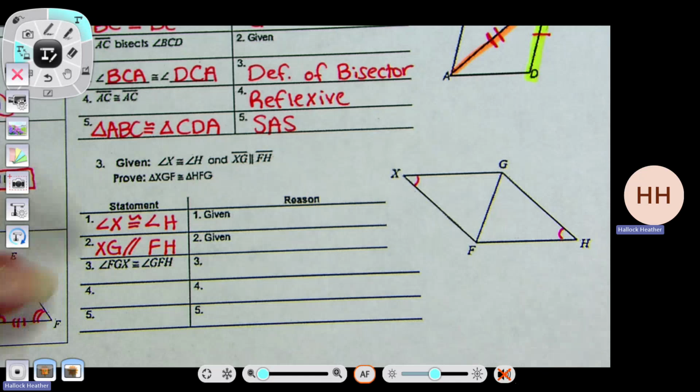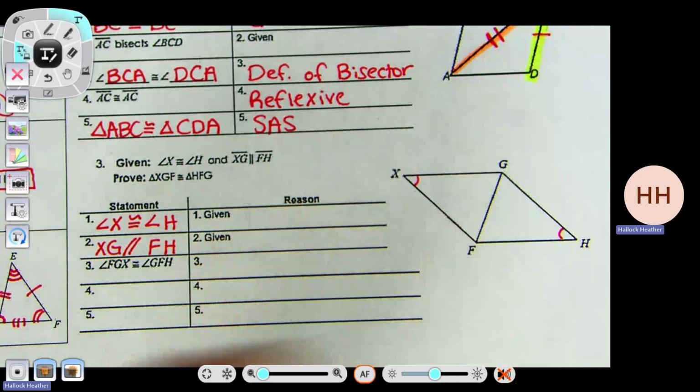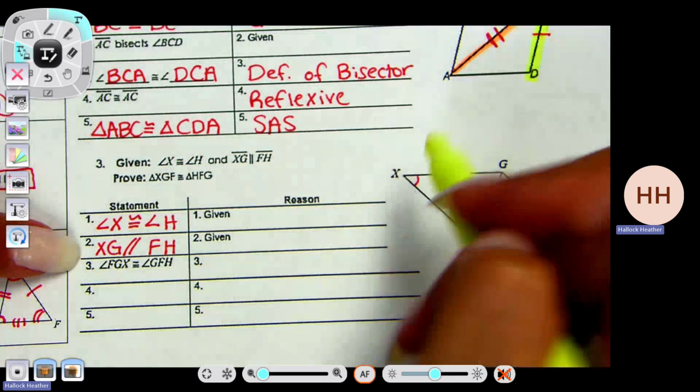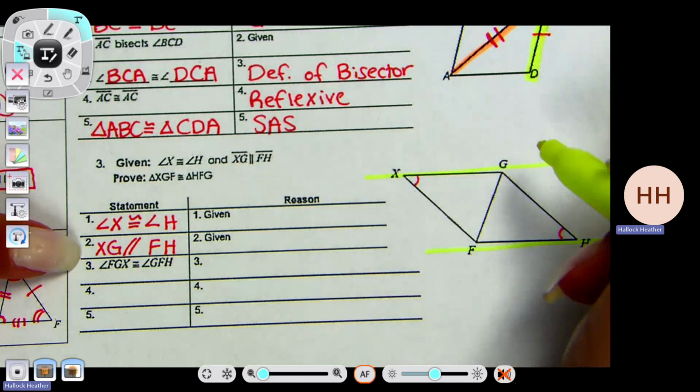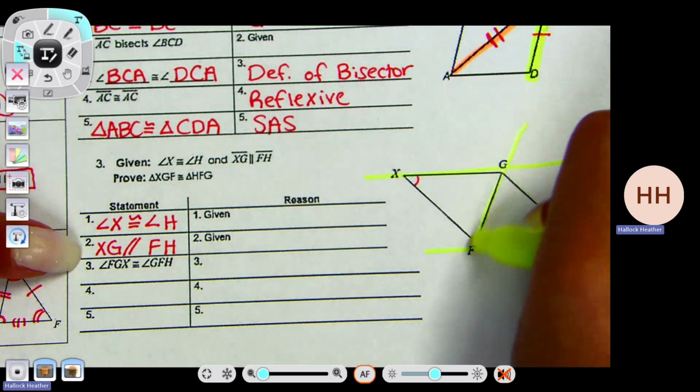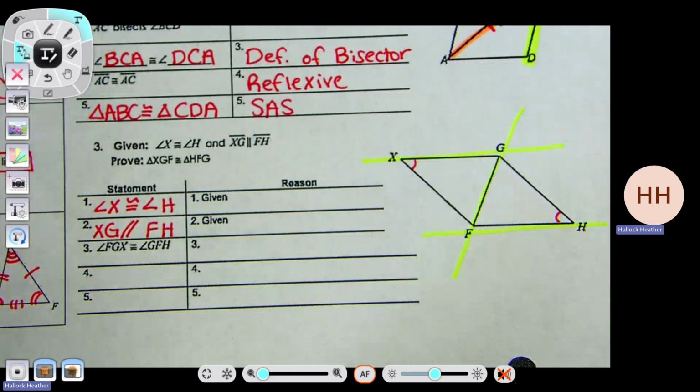This is old vocab. What this means is this line, I want to use yellow. They're saying this line XG runs parallel to FH because it's being cut by a transversal.